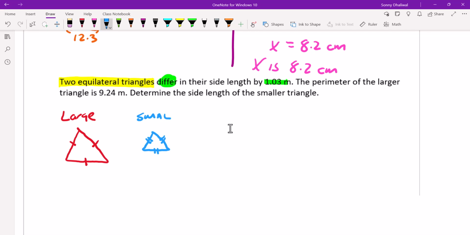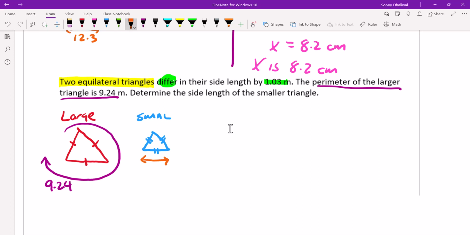So the question is, and they say that the larger triangle has a perimeter of 9.24 all the way around, 9.24 meters. And the question is, how big is a side on this triangle?